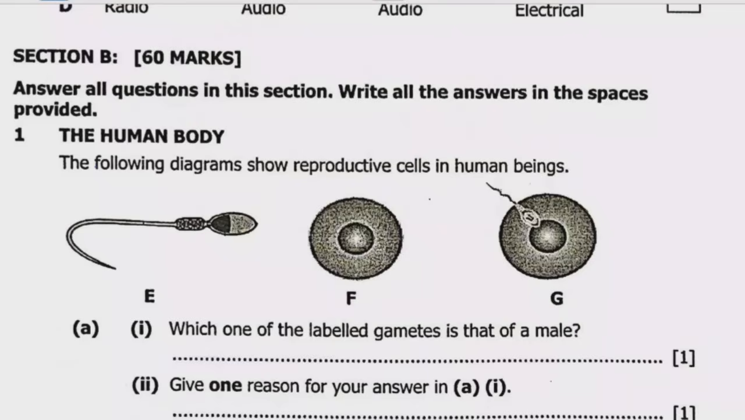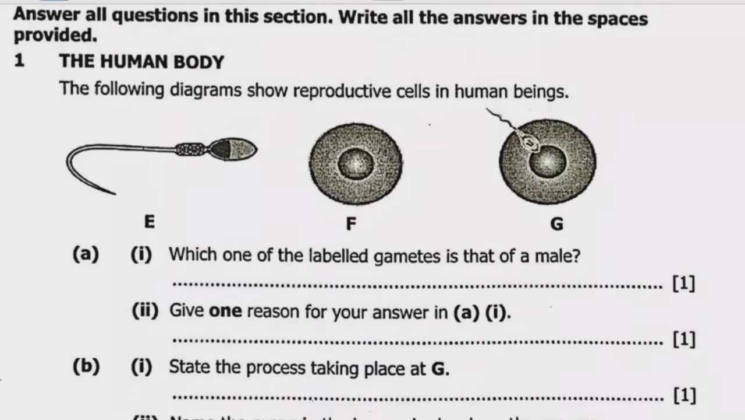Question 1 is coming from the topic of human body. And the question is as follows. The following diagrams show reproductive cells in human beings. Let's go to the actual questions, but before that, let's first try to identify these reproductive cells. So what are reproductive cells? These are cells that are involved in making young ones or making babies.